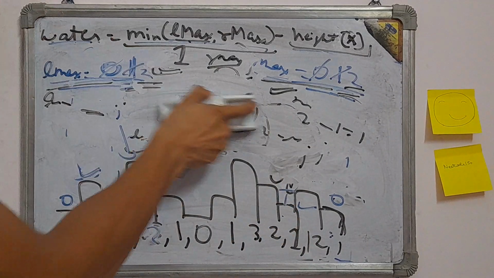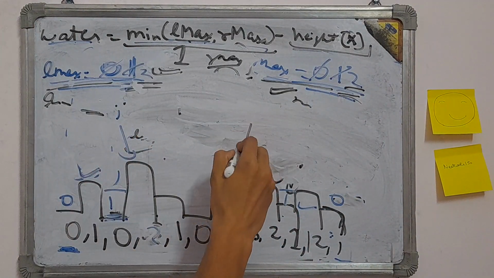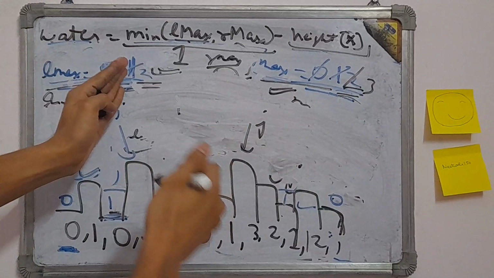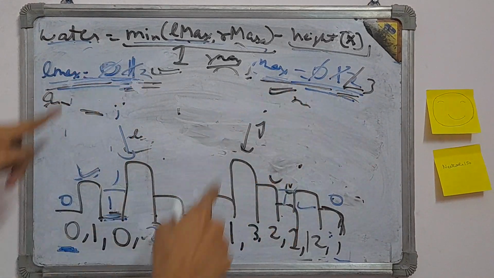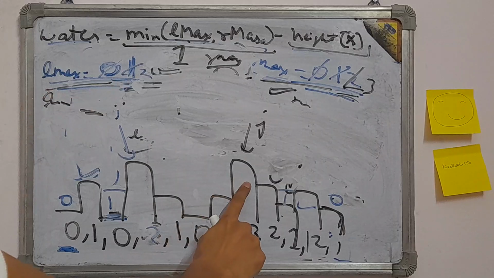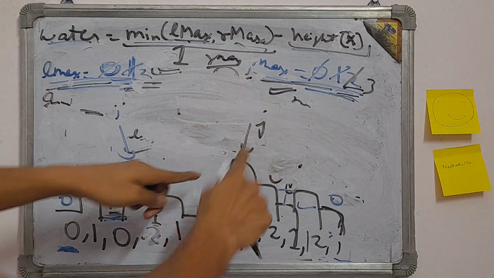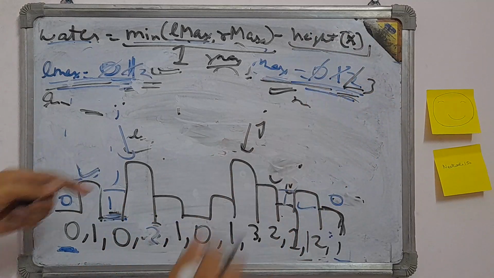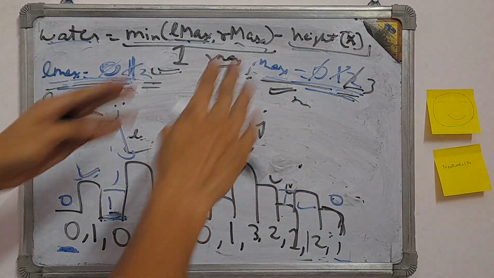Now at this point, J is now at 3. Okay, now comes the interesting part. Now we update this 3. Now we check L max is 2 and R max is 3. That means smaller one is this. So we cannot process this one. We will process this one. Let's say, what if we process this one? What if we broke a rule?